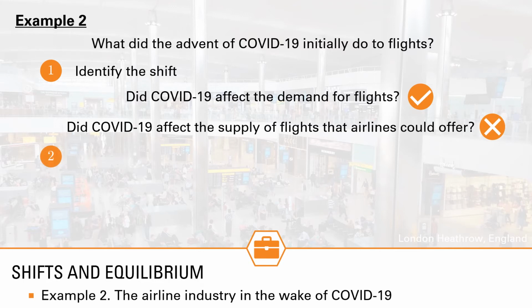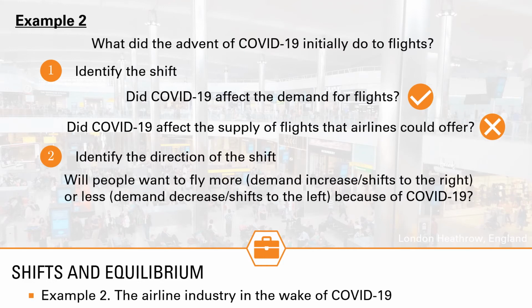So now, next question is identify the direction of the shift. How does demand change due to COVID-19? Will people want to fly more or less because of COVID-19? If they want to fly more, demand increases, shift to the right. If they want to fly less, demand decreases, shift to the left. And we just mentioned that you'd probably be less willing to fly, especially for holiday, if there's a pandemic going around. So the demand is less, so we shift to the left. Okay.